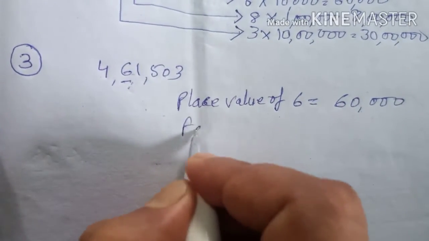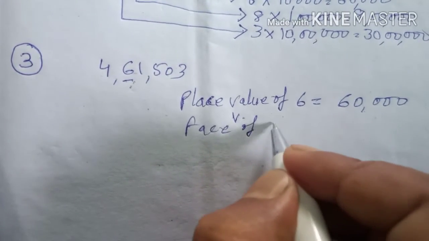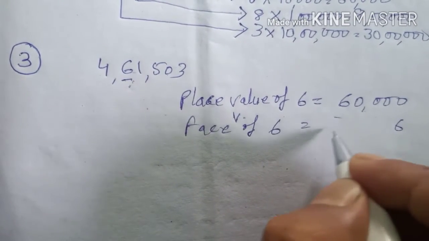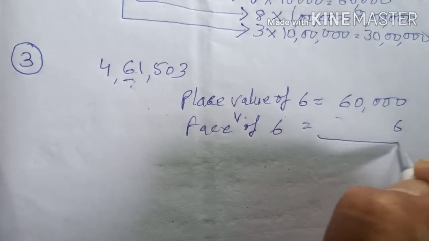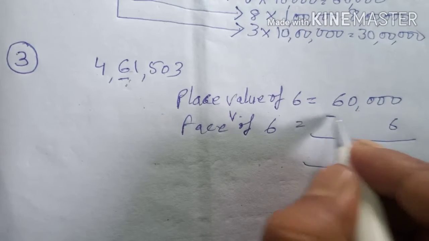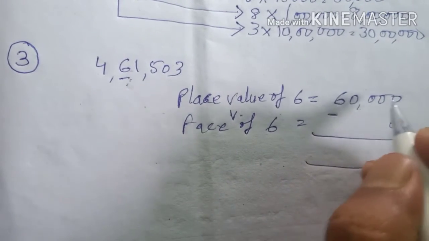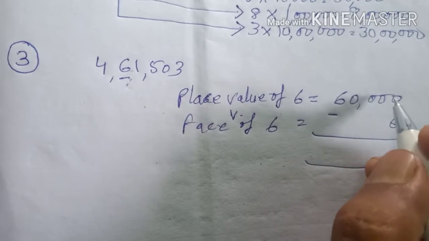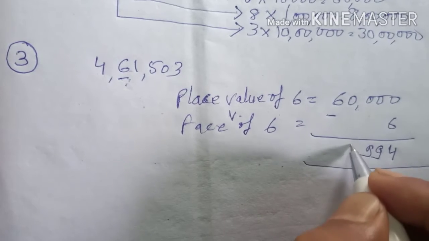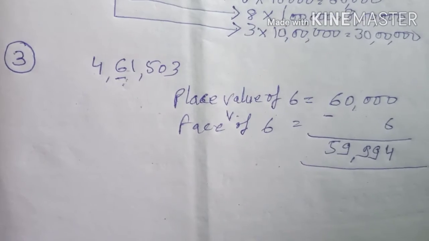And face value of 6 will be the number itself, at whatever place it may reside. The face value will be that number exactly itself. So after subtracting, this will come out 59,994. So this will be your answer. Okay.